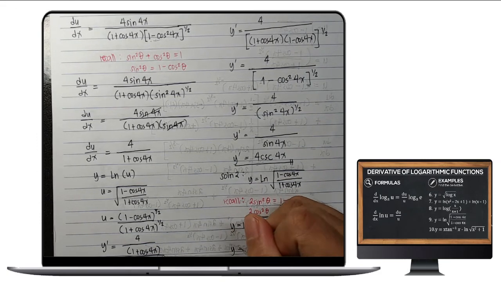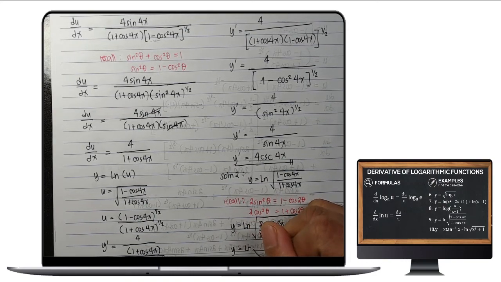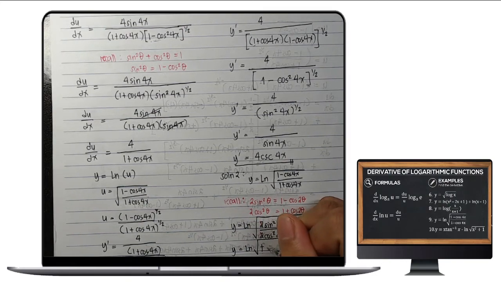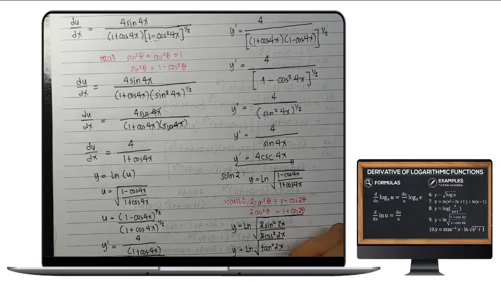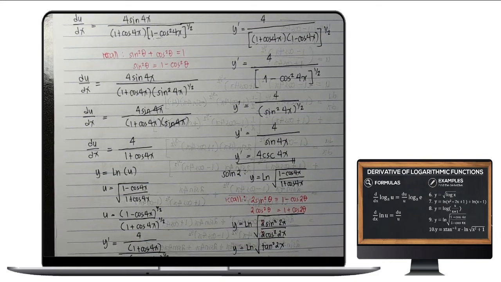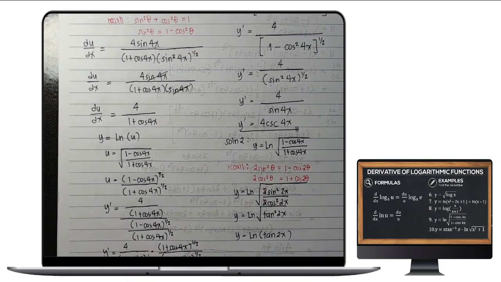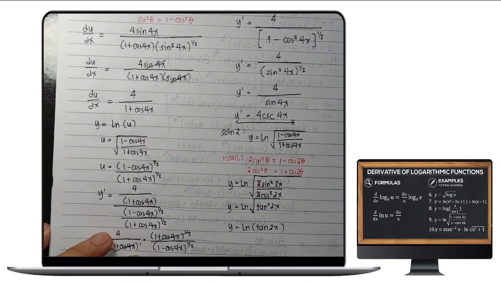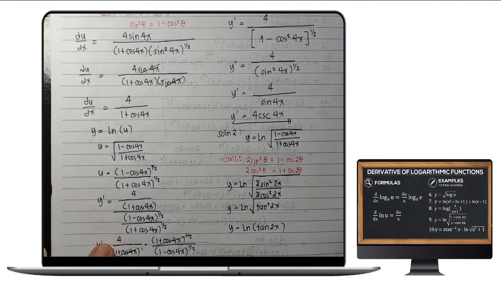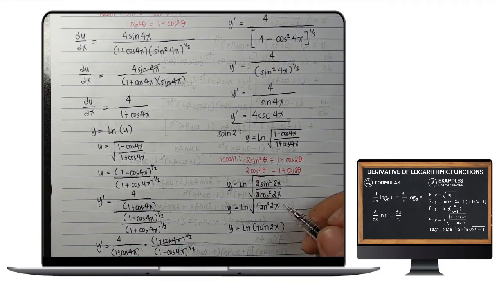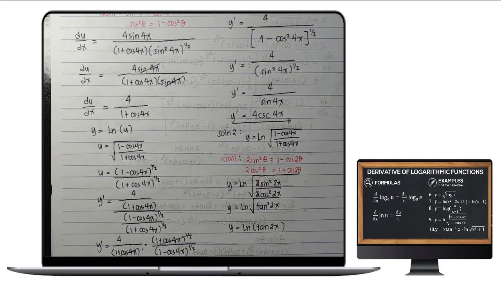So, y is equal to ln of square root of sine square over cosine square, that is tangent square 2x. Since this is written in square root, y is equal to ln of square root of tangent square, that is simply tangent. So, we have tangent of 2x. So, just to get rid of the square root, let's use tangent.